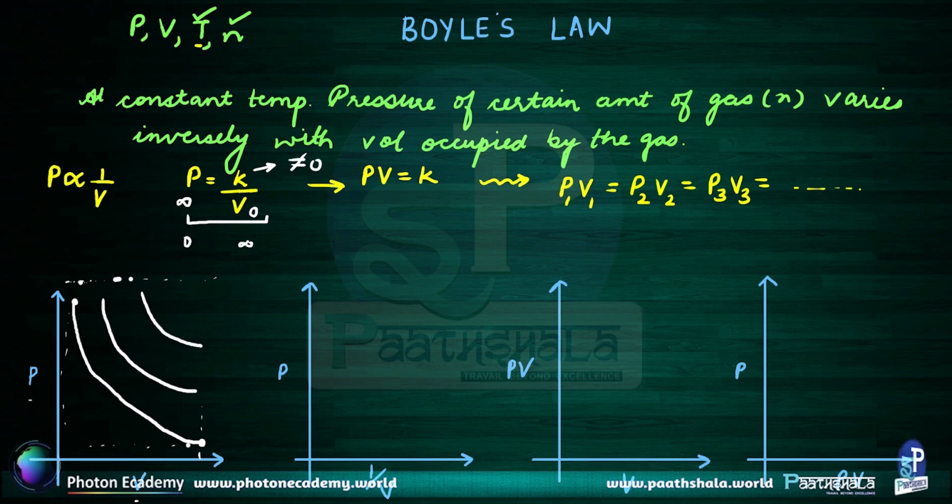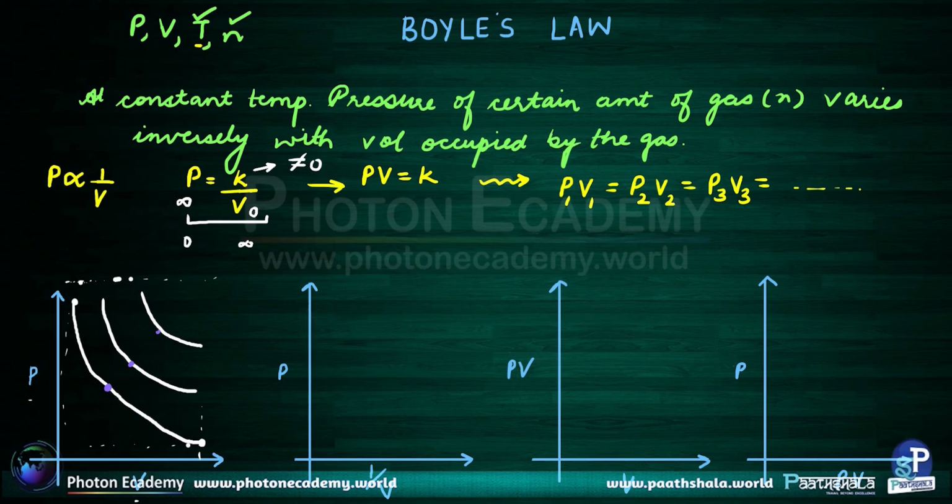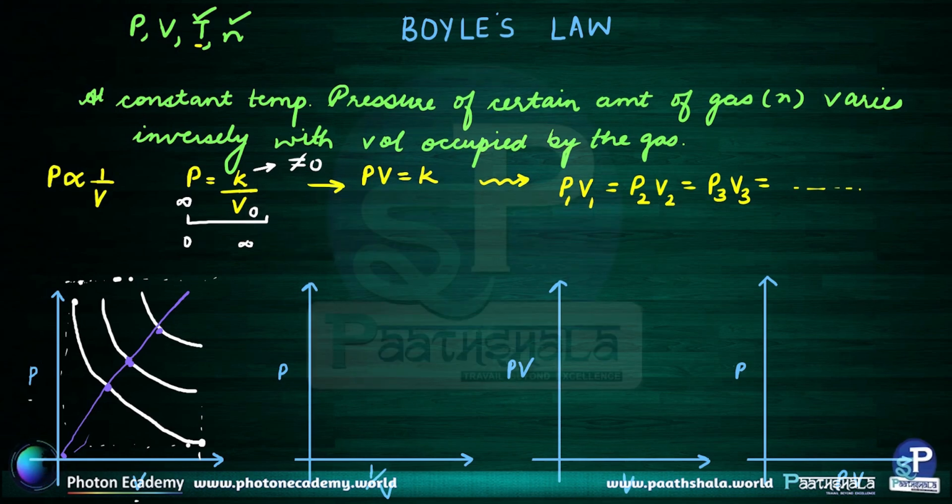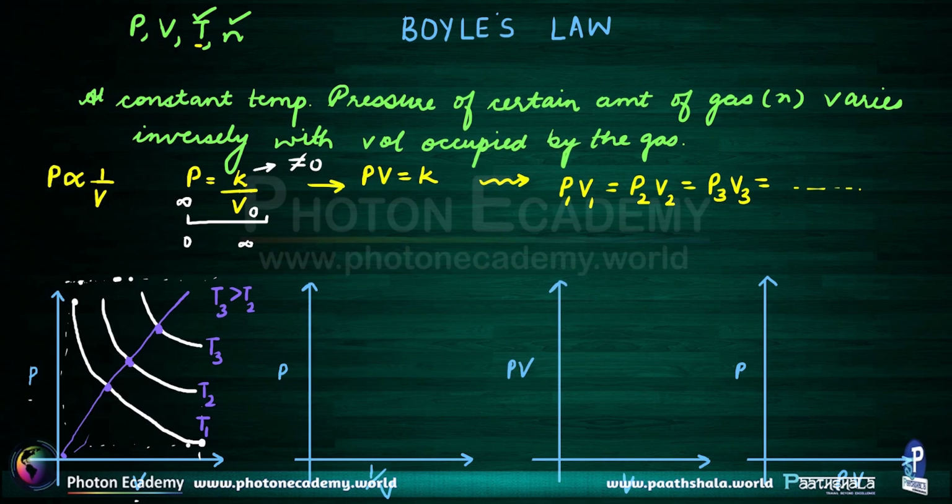Now, one thing which has to be noted is that for a rectangular hyperbola, this point, which is the point along the y is equal to x line, this point is something which is the closest and is a measure of the temperature. So as we go farther away on this line, temperature increases. So let's say this one is plotted at T1, this at T2, and this at T3. Then T3 is greater than T2 is greater than T1.